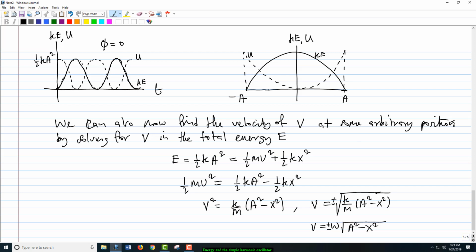Okay, so this is the end of the section on the energy of a simple harmonic oscillator. We will go on to something else next.